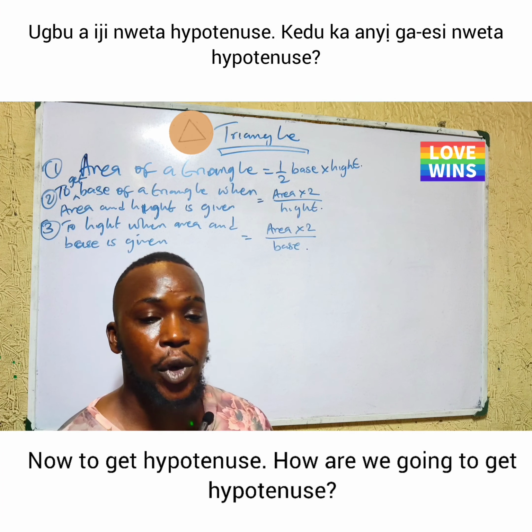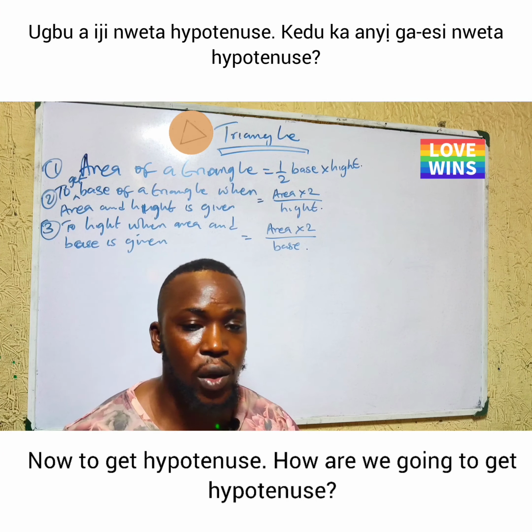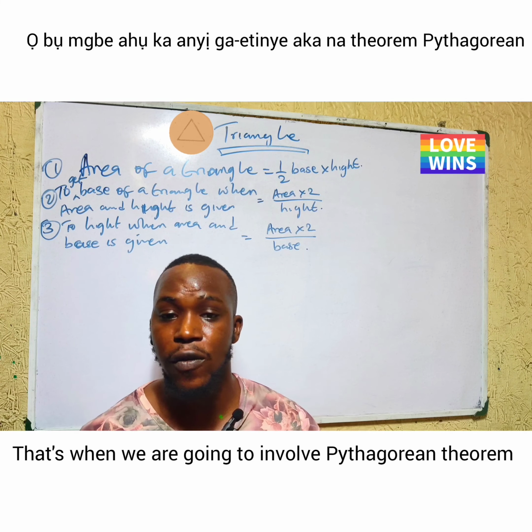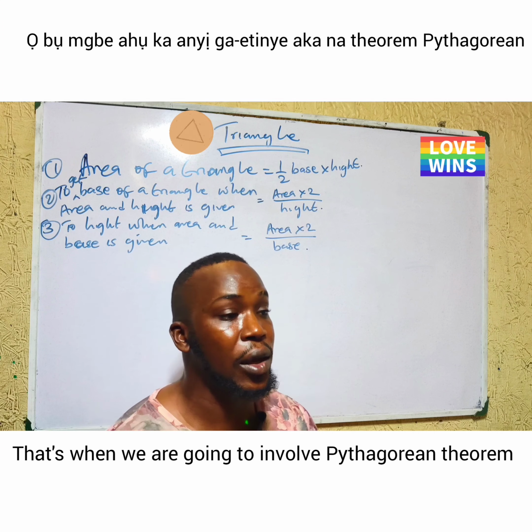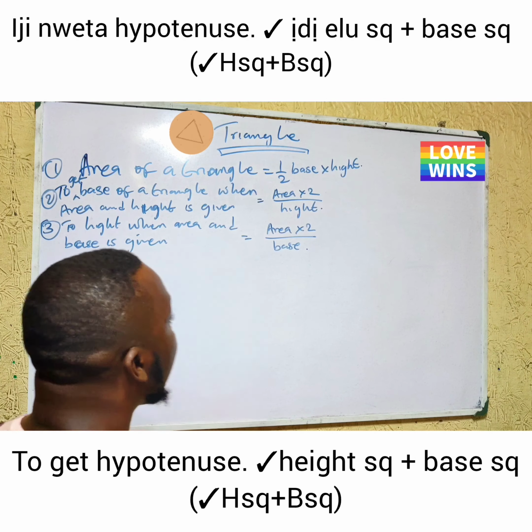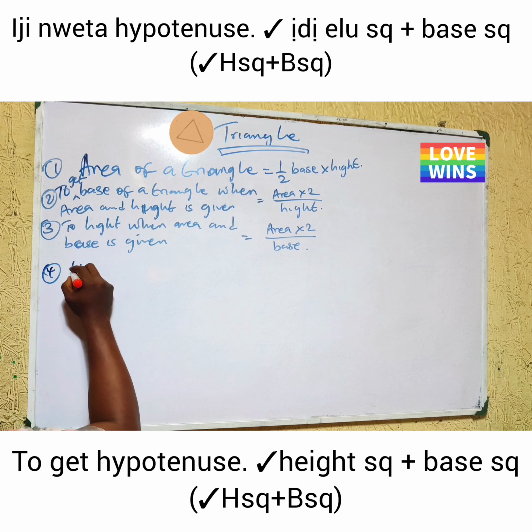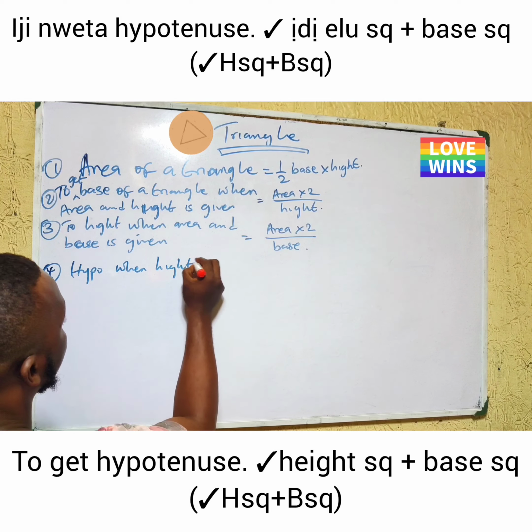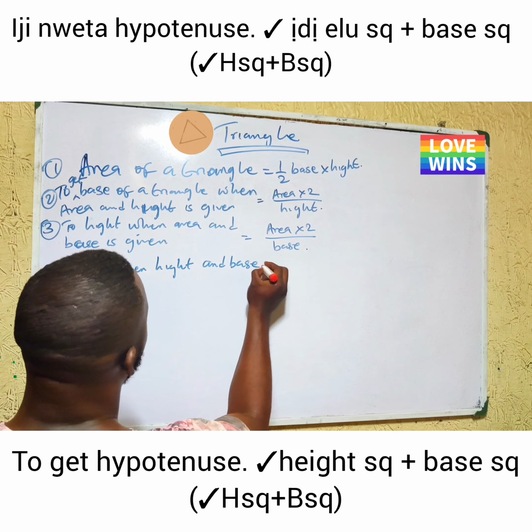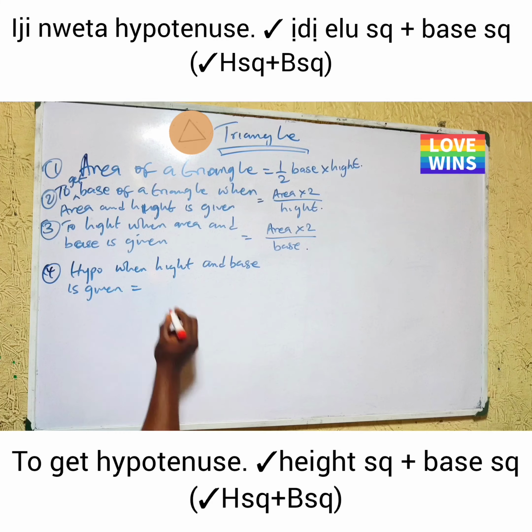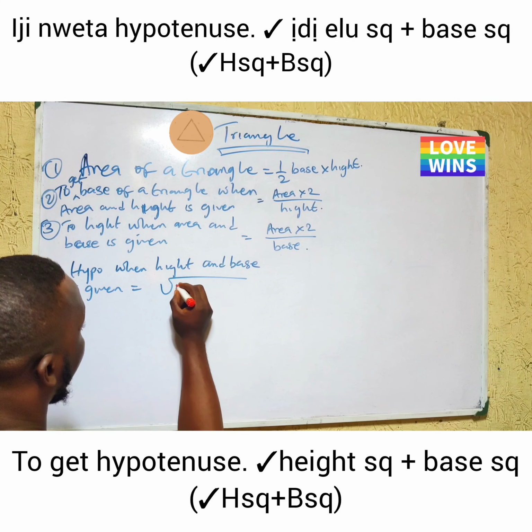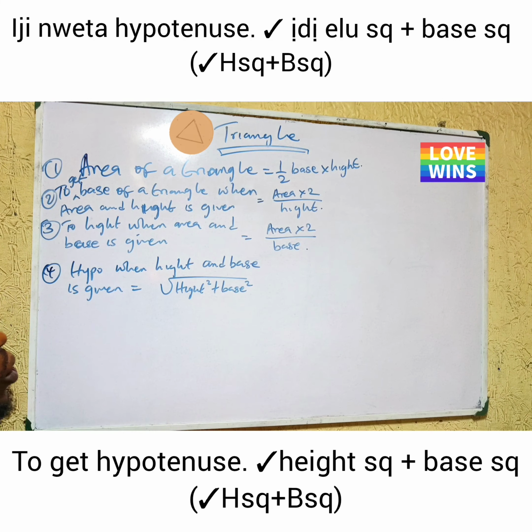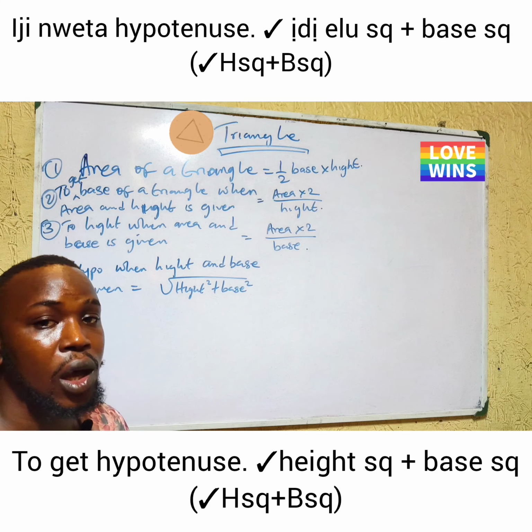Now to get the hypotenuse, how are we going to get it? That's when we are going to involve the Pythagorean theorem. And what is the Pythagorean theorem? Number 4, to get the hypotenuse when height and base are given is equal to height square plus base square, all in square root. Height square plus base square, all in square root.